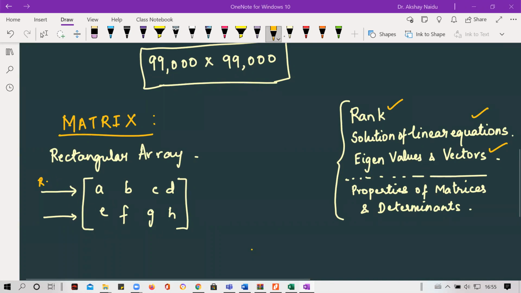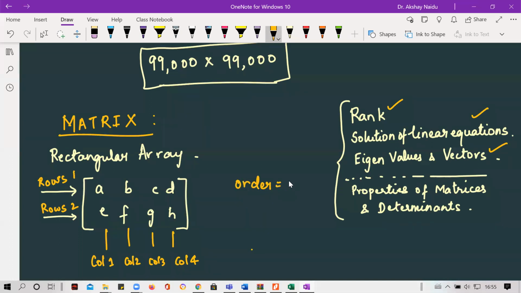These are called rows. And what are these vertical lines called? Columns, sir. So these are called columns. This is column 1, column 2, column 3, column 4. So this matrix is of order 2 by 4, or 2 cross 4. 2 stands for rows and 4 for columns.